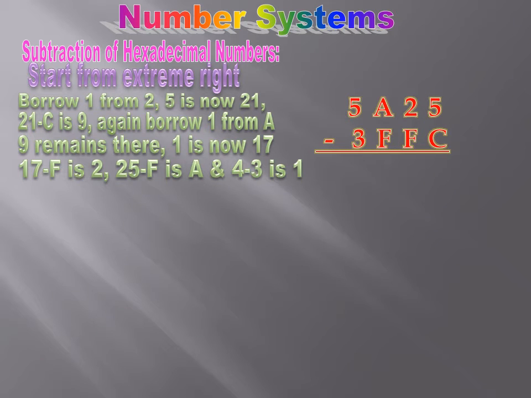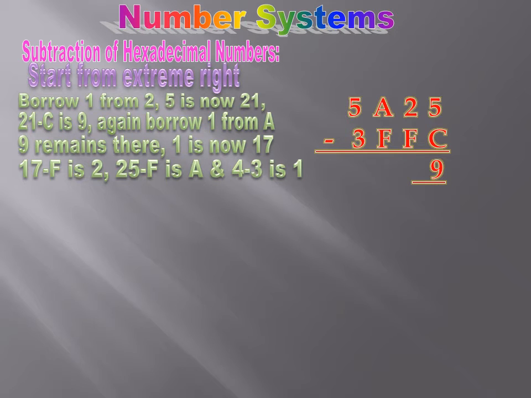Now the subtraction problem. Again, see that C cannot be subtracted from 5. C is actually 12, and if I have to subtract it from 5, I have to take 1 borrow from here. That 1 will be equal to 16. 16 plus this 5 will make it 21. 21 minus 12 is equal to 9. So 9 will be the result.